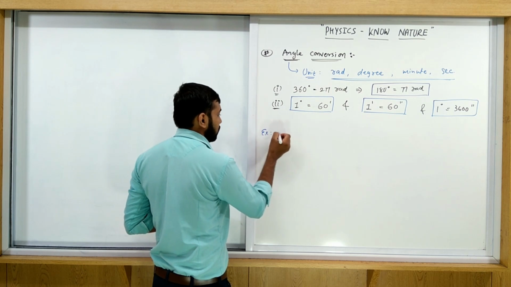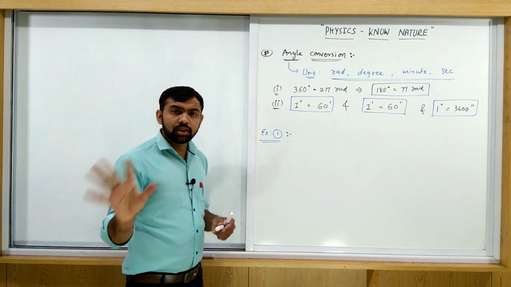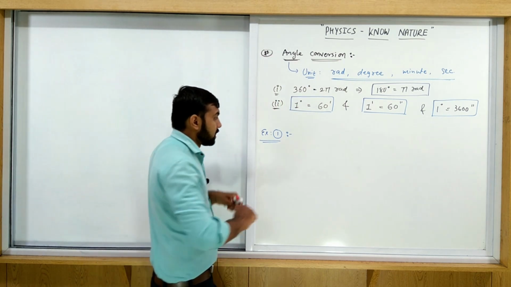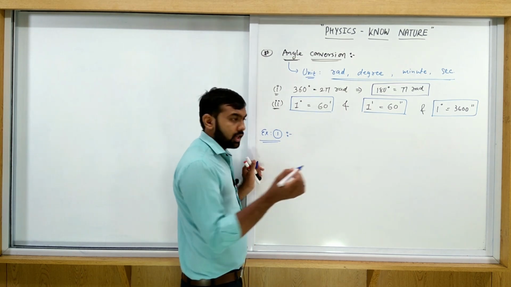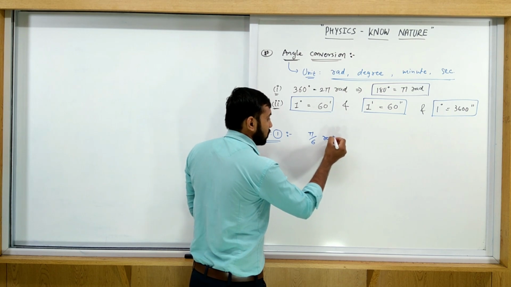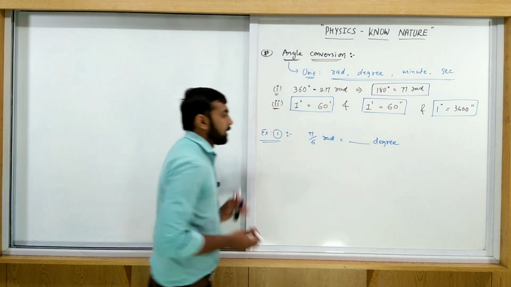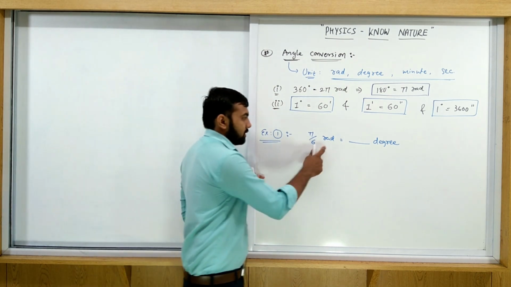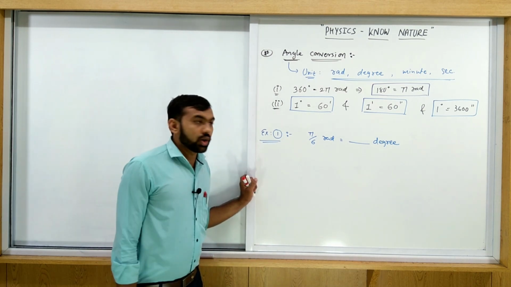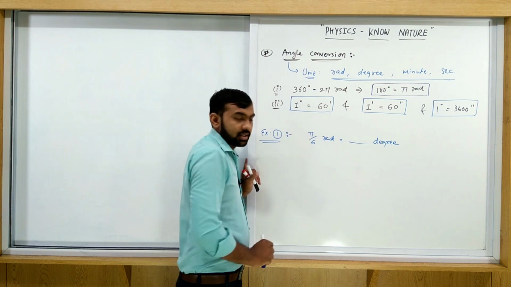Example number 1. See how you convert one unit to another unit in case of angle. Suppose an angle is given to you: pi by 6 radian is equal to blank degree. Find it out. That's quite easy. Pi by 6 is given to you.